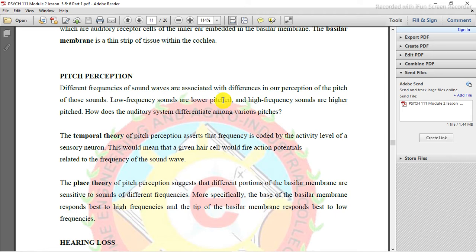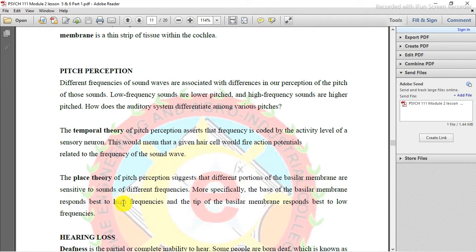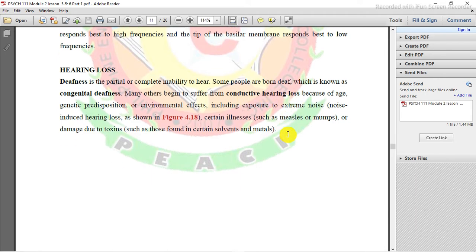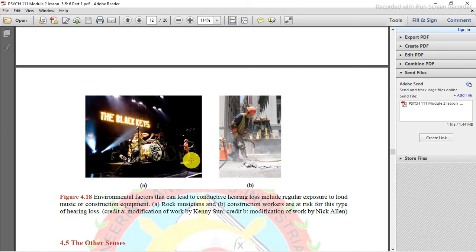Low frequency sounds are lower pitch and higher frequency sounds are higher pitch. Okay? Temporal theory of pitch perception asserts that frequency is coded by the activity level of the sensory neuron. And we have here place theory of pitch perception, which suggests that different portions of the basilar membrane are sensitive to different sounds. Anyway, now we have here hearing loss, pagkabingi, no? So, congenital deafness, yung pinanganak ka, you are born with that.